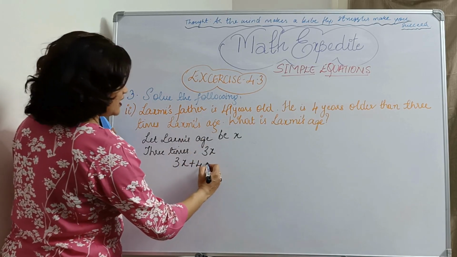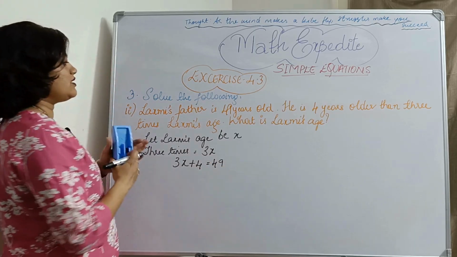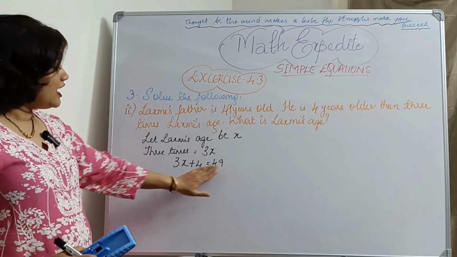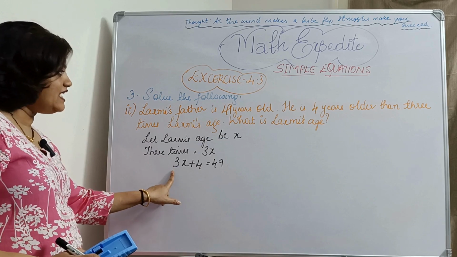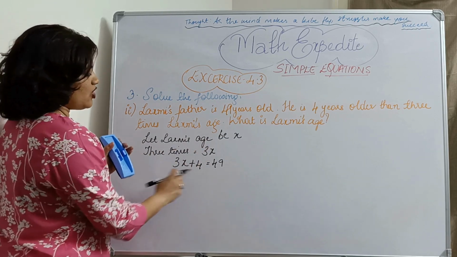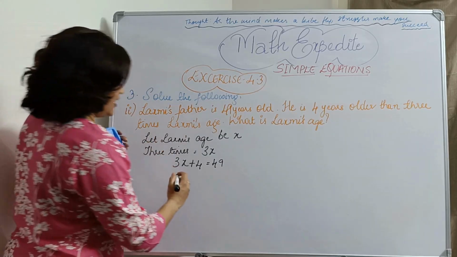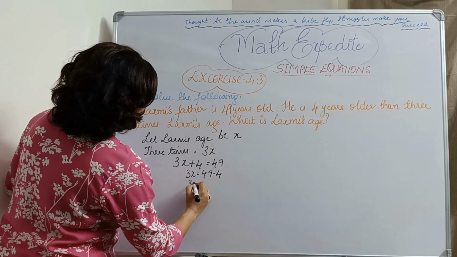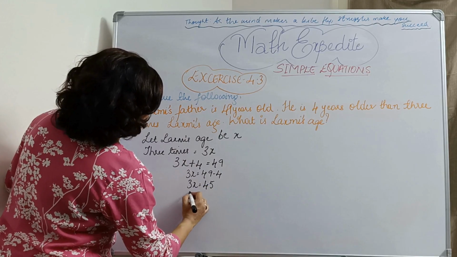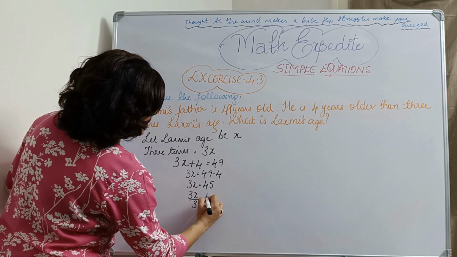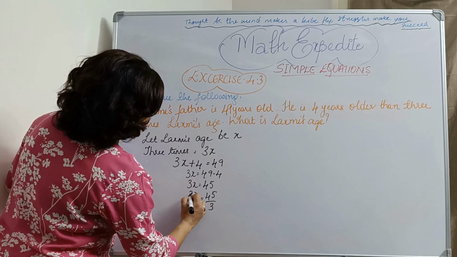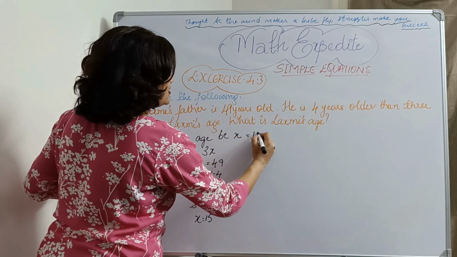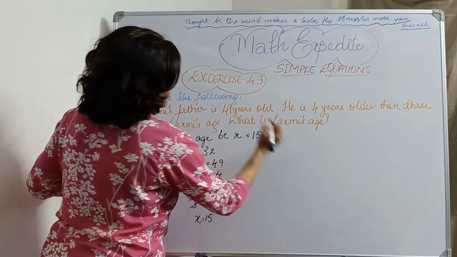And what is her father's age? That is 49. So what does the question say here? Lakshmi's father is 49 years old. He is 4 years older than 3 times Lakshmi's age. Okay, so we got the equation. Let us find out Lakshmi's age. 3x is equal to 49 minus 4. We are transposing 4. So 3x equals 45. I will divide 3 on both the sides. 3 gets cancelled. x equals 15. So Lakshmi's age is 15 years.